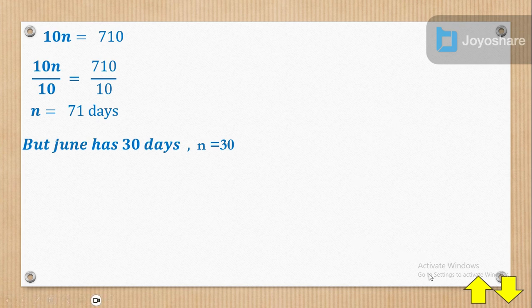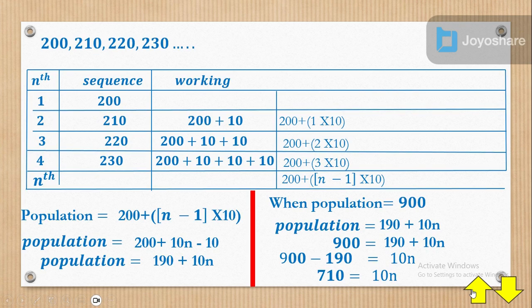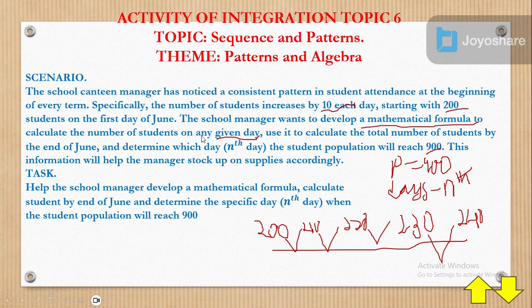Here, there's something they said in the question. They said the school canteen has noticed, okay, I want to pick this part of the month. Specifically, the number of students increased by 10 each day, starting with 200 students on the first day of June. So on the first day of June, they were increasing by 10 onwards. So June has how many days? 30 days.